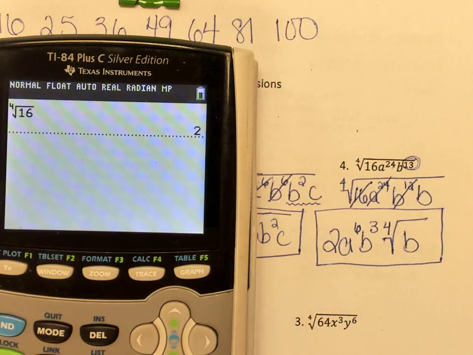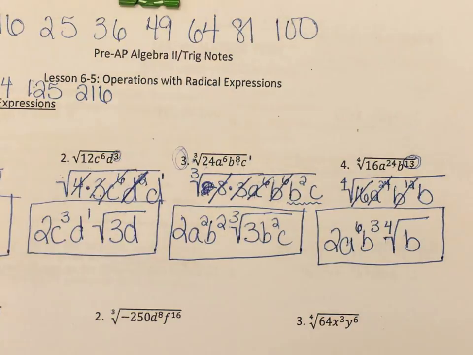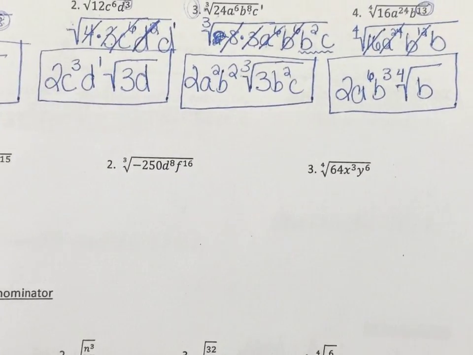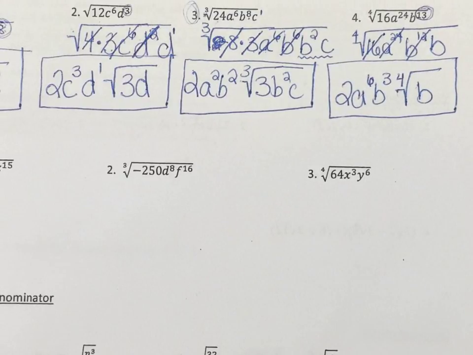Are y'all okay? Alrighty. Okay, 1, 2, and 3. Y'all try those real quick. 1, 2, and 3. You got a square root, you got a cube root, and then you got a fourth root.